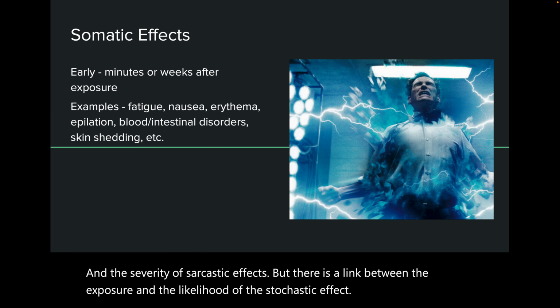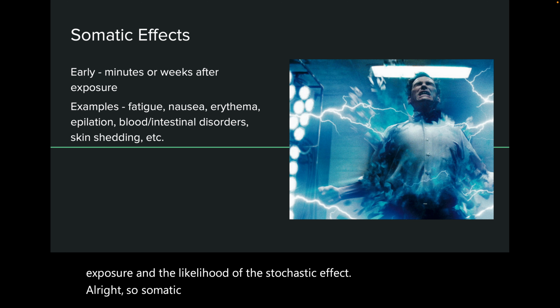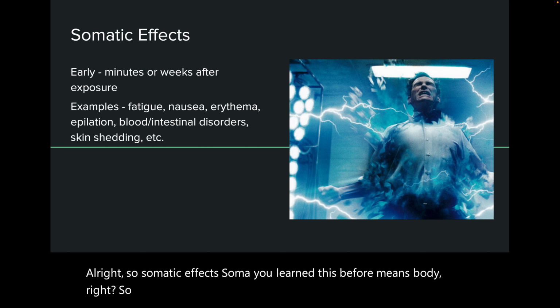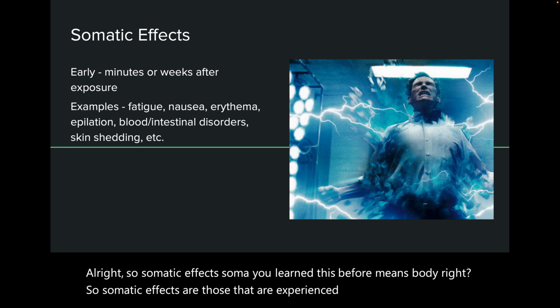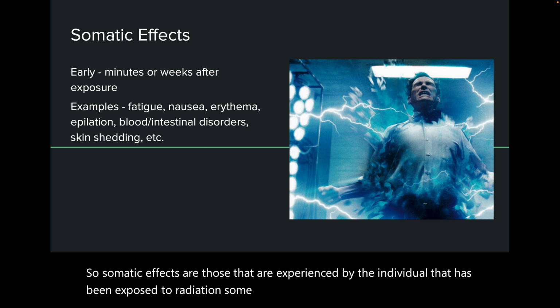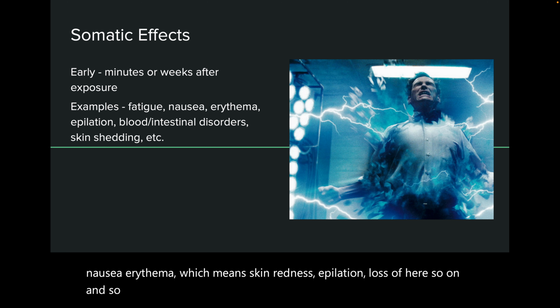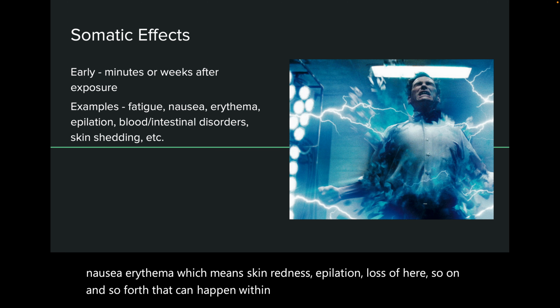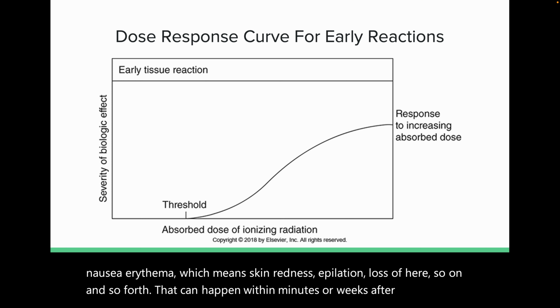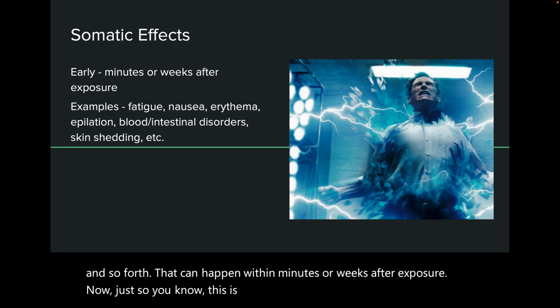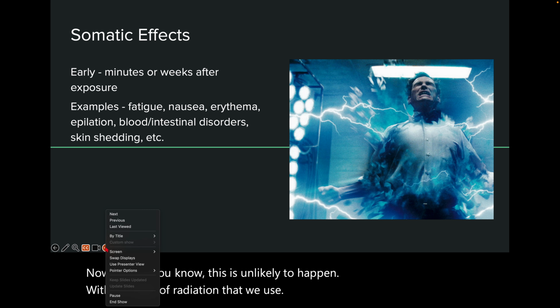All right. So somatic effects, soma, you learned this before, means body, right? So somatic effects are those that are experienced by the individual that has been exposed to radiation. Some examples of these are fatigue, nausea, erythema, which means skin redness, epilation, loss of hair, and so forth. That can happen within minutes or weeks after exposure. Now, just so you know, this is unlikely to happen with the type of radiation that we use, right? Very unlikely to happen.